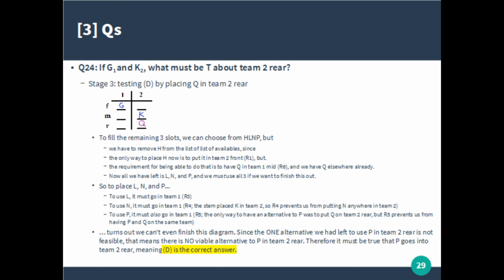But we have a problem. Of the 3 letters that we have, none of them are eligible to go into Team 2. But according to this picture, we have to find a way to put one of them in Team 2. But we can't do it. They all have very clear rule-based reasons why they can't go into Team 2. So it turns out that this actually isn't a viable diagram. We can't finish it. And so since this was the one alternative we had left to avoid putting P in Team 2's rear spot, that means it is unavoidable to put P in Team 2's rear spot. Therefore, it must be true that P in this situation goes into Team 2's rear spot, meaning that D, in fact, is the correct answer. It must be true that P goes into Team 2's rear spot on this one.